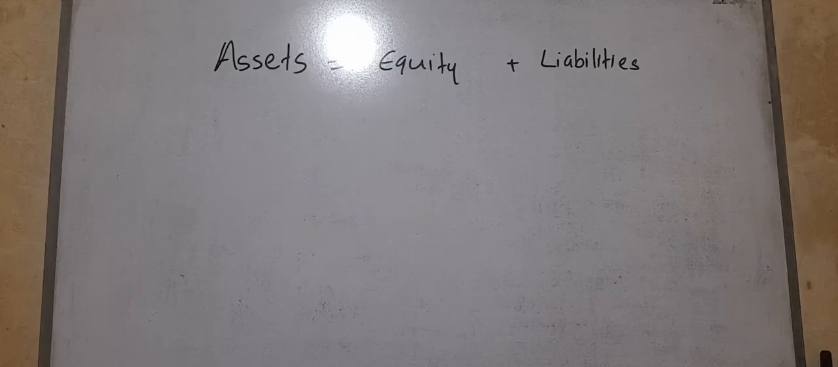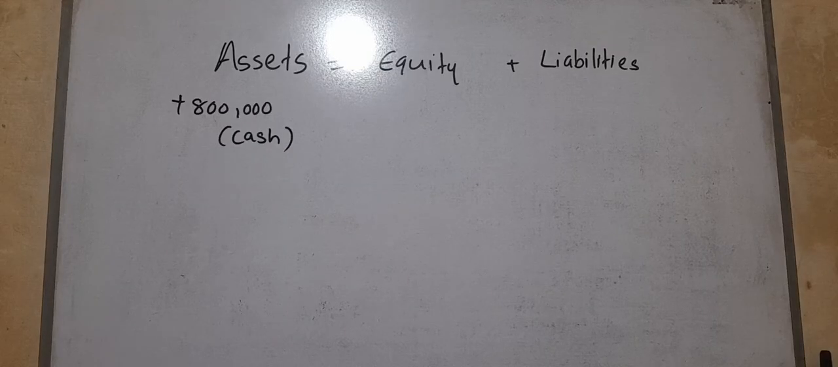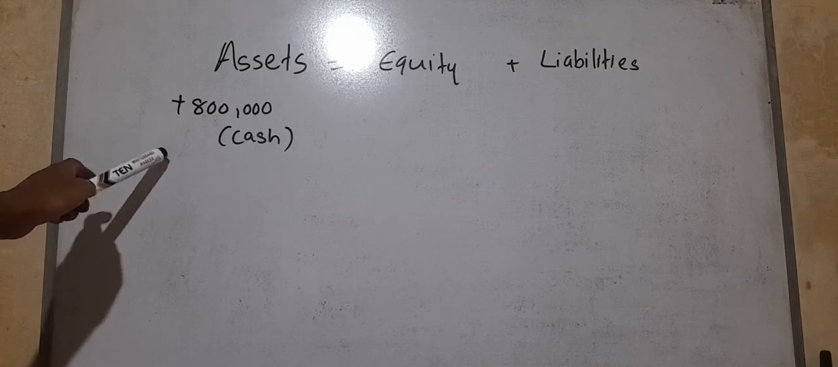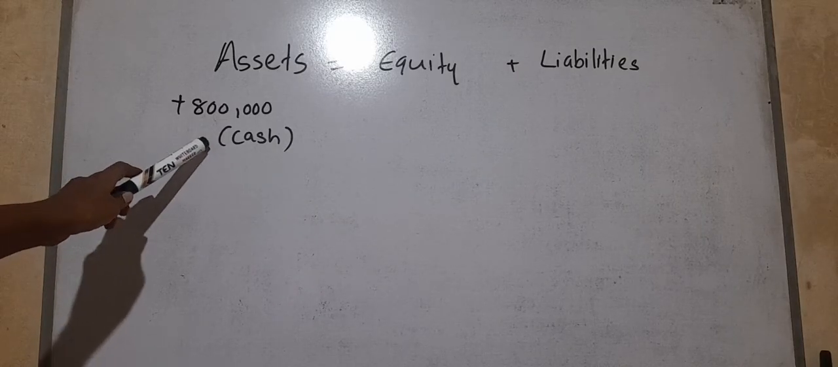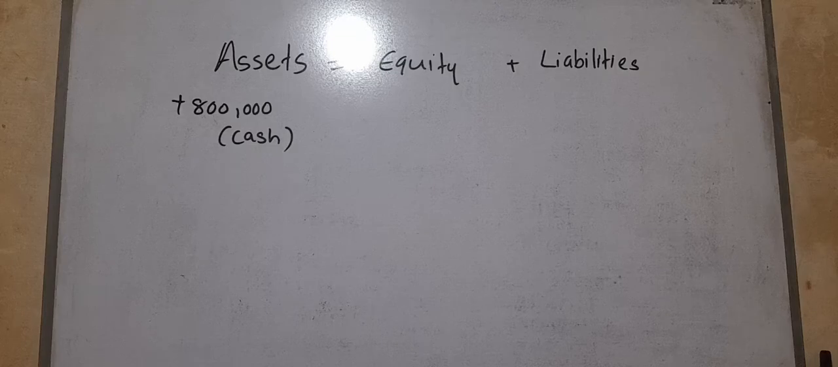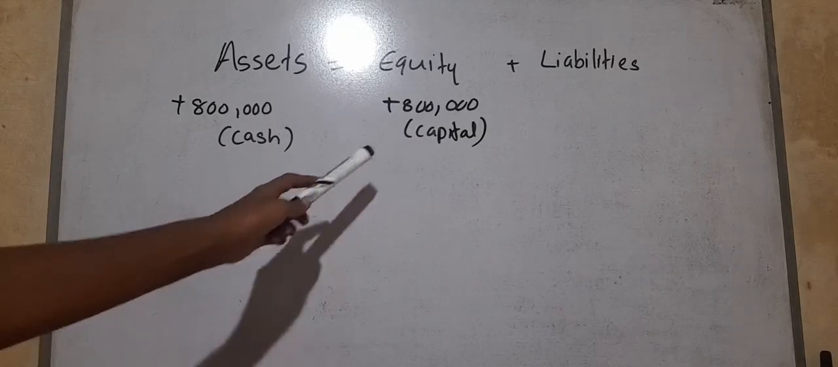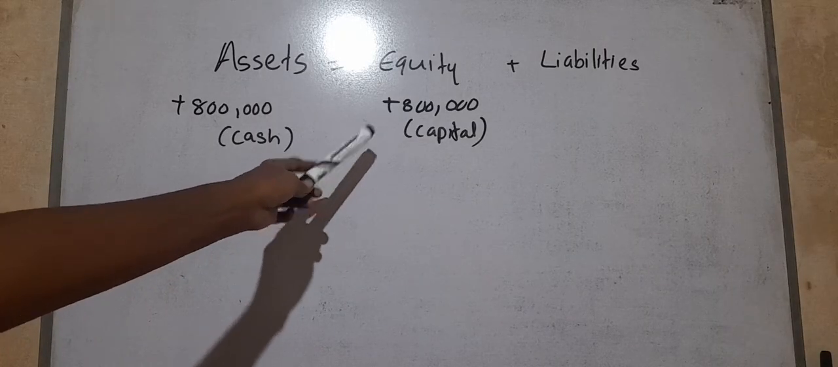With this transaction, the asset level is increasing by 800,000. So we write it here as 800,000 cash. This is the owner's money. Therefore, equity should be increased by 800,000. Here we write plus 800,000 capital.